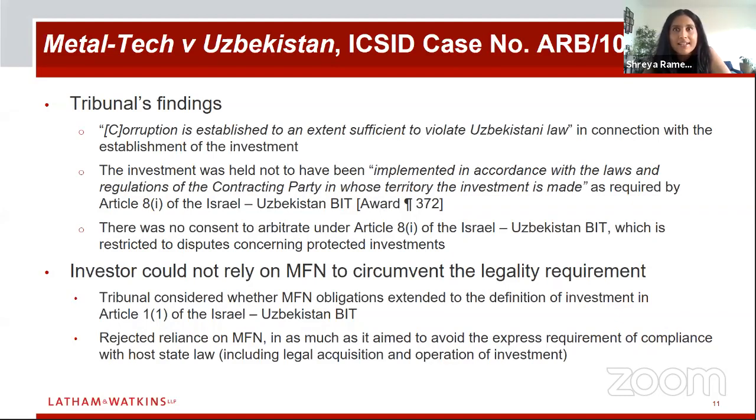And so to that extent, this case is quite different from a number of other cases because it presents very clear evidence of corruption, which is not common, because the nature of corruption is that the evidence of it is quite unavailable, quite uncommon, and quite difficult to get a hold of. The tribunal therefore declined jurisdiction because the investment had not been made in accordance with the laws and regulations of Uzbekistan, and therefore did not satisfy the requirements that are set out in Article 8.1 of the Israel-Uzbekistan BIT.